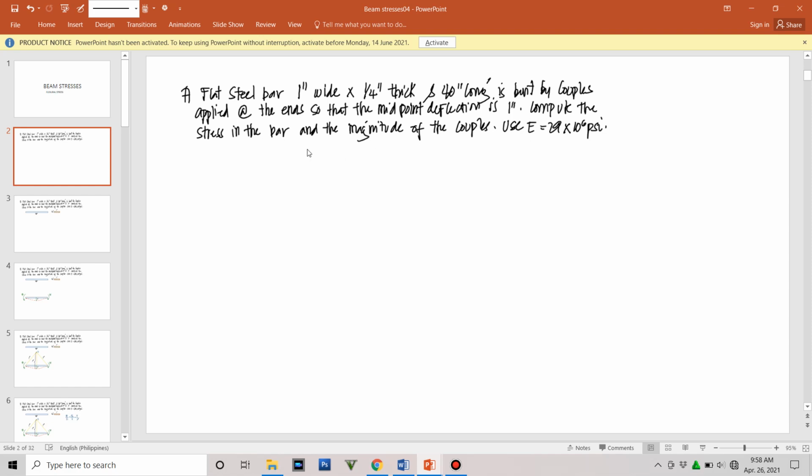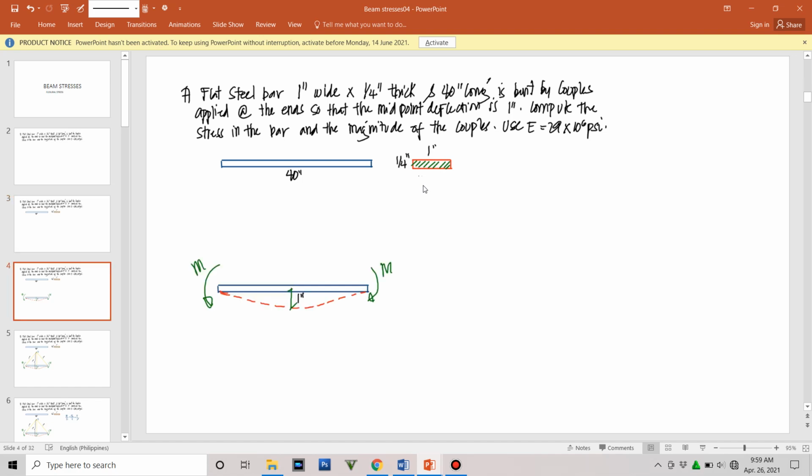So compute the stress in the bar and the magnitude of the couples using the modulus of elasticity equivalent to 29 times 10 raised to 6 psi. So let us illustrate first the figure. This flat bar has a length of 40 inches. This will be our cross section, 1/4 inch thick with a width of 1 inch.